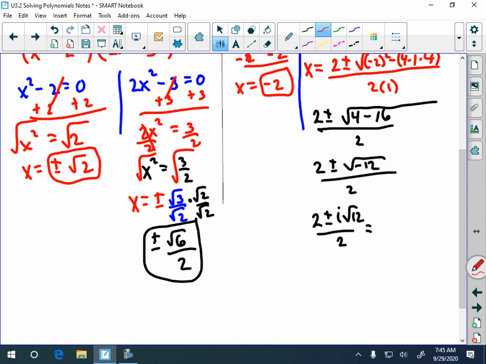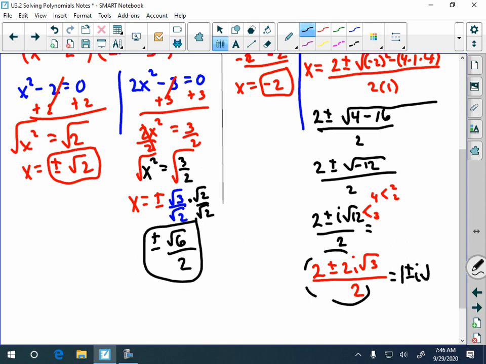I'm going to simplify radical 12. That's 4 times 3 and 2 times 2. So there's my pair. So I have 2 plus or minus 2i root 3 all over 2. And now I can divide all by 2 to get 1 plus or minus i root 3. Alright, so there's my three solutions. 1 plus or minus i root 3, and then the negative 2 that I found at the beginning.